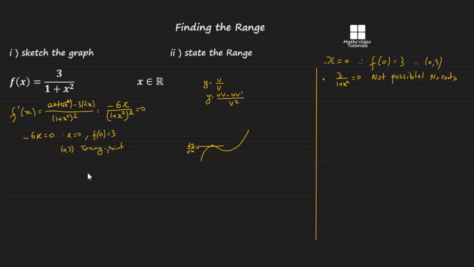Now we have determined the turning point, but we have not determined the nature of this turning point. Is it a maximum like this one here, or is it a minimum like this one here? In order to do that, we need to do the second derivative.